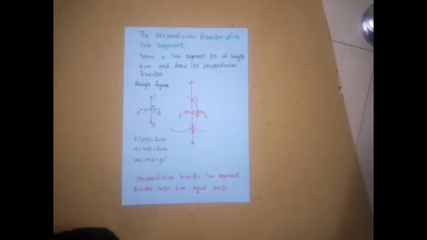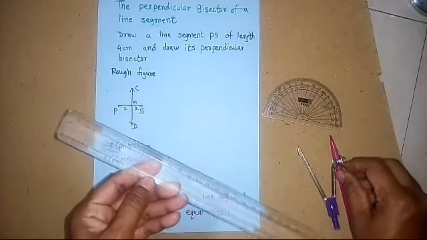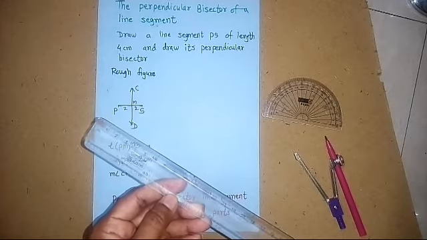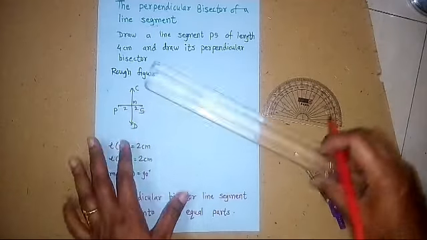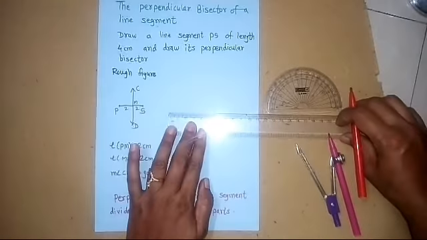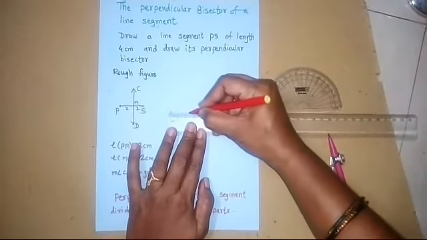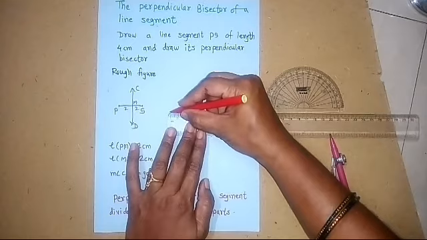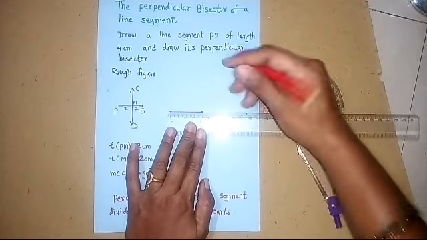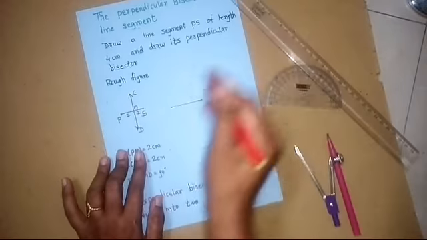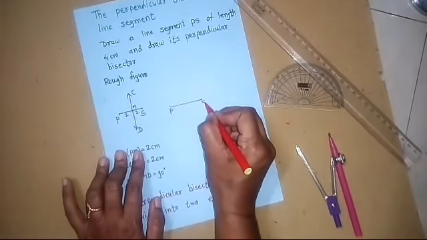Next construction is to draw the perpendicular bisector of a line segment. For example, draw a line segment PS of length 4 cm and draw its perpendicular bisector. I draw the rough figure according to the information given in the example. First, a line measuring 4 cm was drawn.